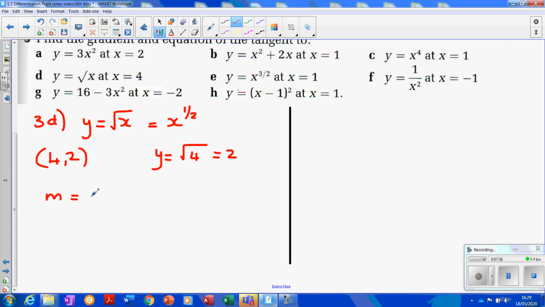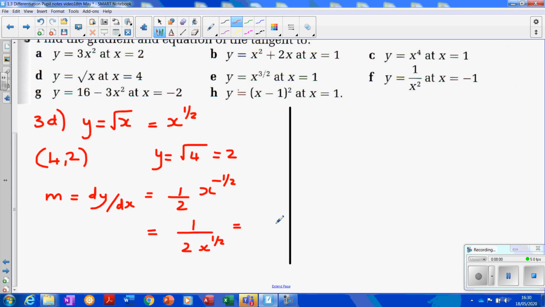Now I want the gradient. So gradient is dy by dx. And that's why I've got to change it to a power of x. So it's x to the half. So the derivative is multiplied by the power, take 1 away from the power, which gives me that. Now I've got to substitute a number in here. So I'm going to tidy this up. Change to a positive power. So take that down to join that 2 at the bottom.